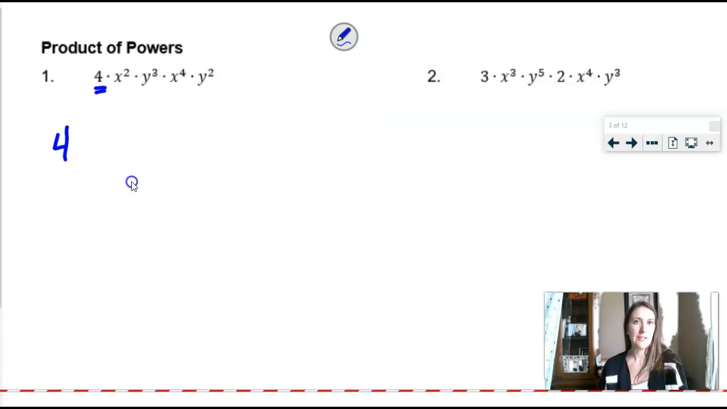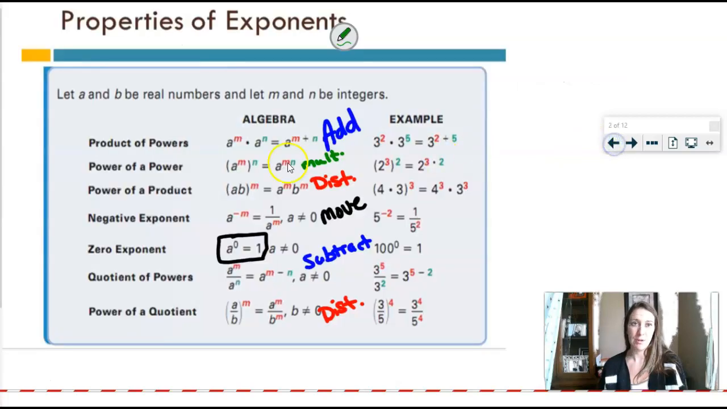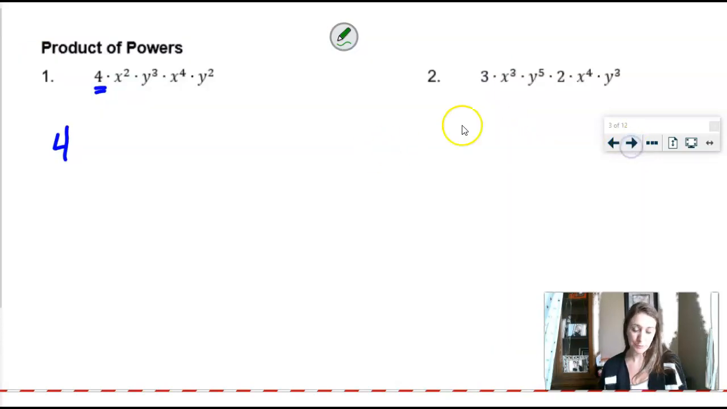So whatever my final answer is, it's going to have 4 in front of it. Now we're going to collect like terms, but the idea is these properties work when they have the same base. Like this one here, where we add the exponents together, only works if you have the same base. So for instance, I've got x squared and x to the 4th, and we're supposed to add these exponents together.